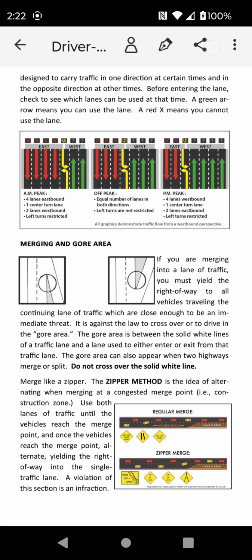Some travel lanes are designed to carry traffic in one direction at certain times and in the opposite direction at other times.